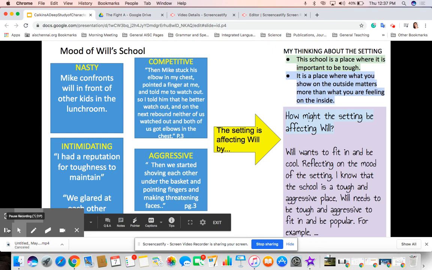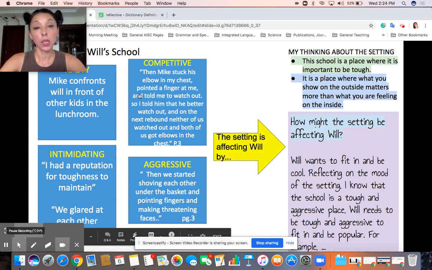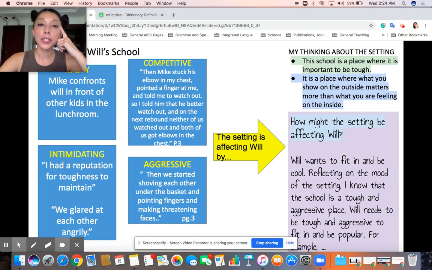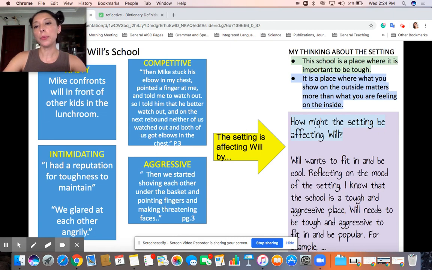It sounds like the aggressive setting of the school and the gym class is affecting Will and the things that he says and does. So did you notice how here in the purple box, I thought about the setting, and then I thought about how the setting might be affecting Will? But what am I missing in my writing here? I have evidence here, but it's important for me to put the evidence into a complete paragraph or a complete thought. So let's take a look at how I did that.